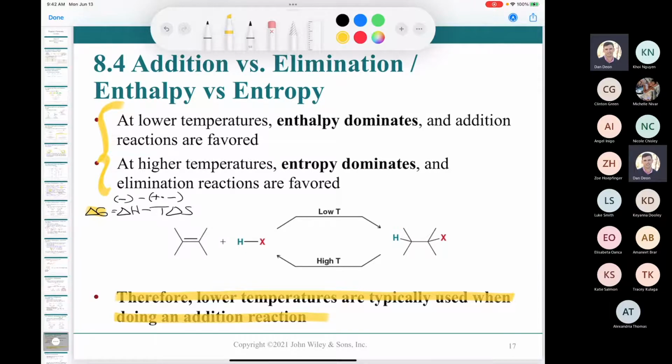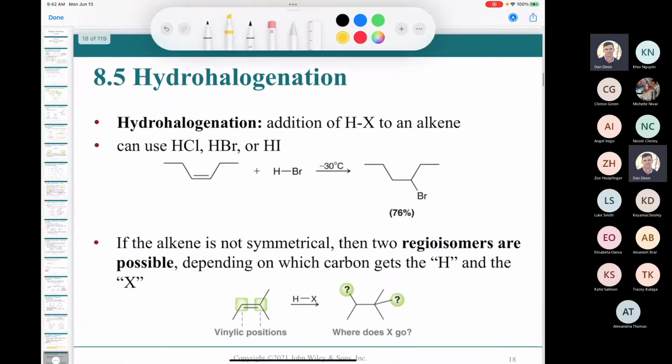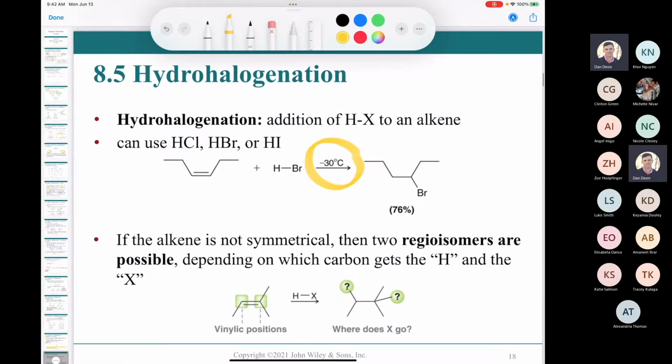Cool, great. It's kind of fun to apply a little bit of Gen Chem to your organic chemistry. Kind of understand, why is this happening? Why do addition reactions occur at low temperatures like we see right here? Check this out.